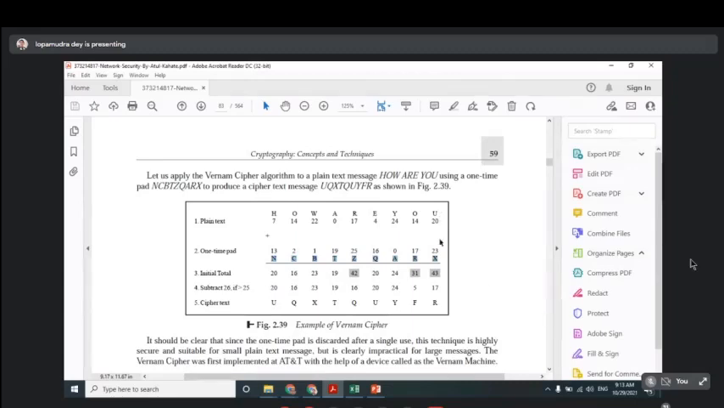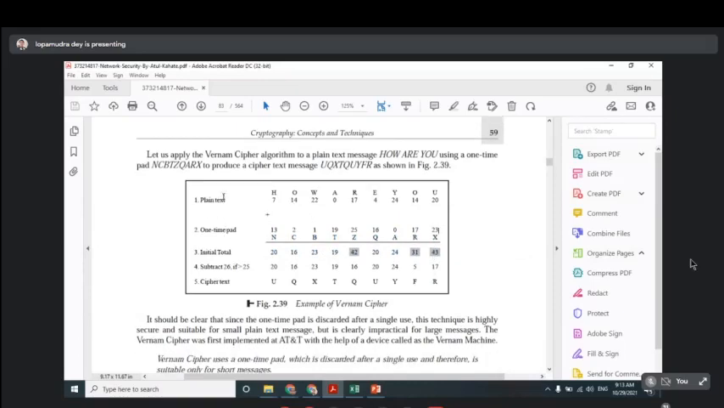So 20 plus 20, 43, 14 plus 17, 31, 24 plus 0, 24, 4 plus 16, 20, 17 plus 25, 42, 0 plus 19, 19, 22 plus 1, 23. So in this way you have to perform the operation. Then what will be the next step? This is your first step, your second step, this is your third step. In the third step, we will perform addition.